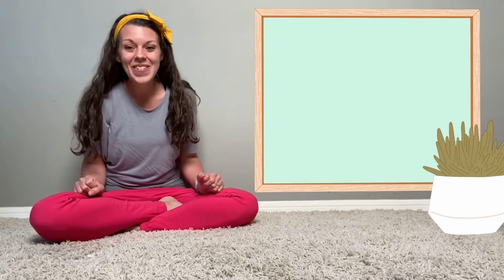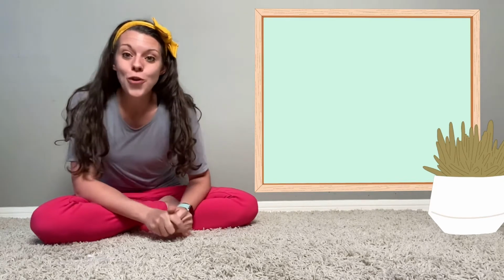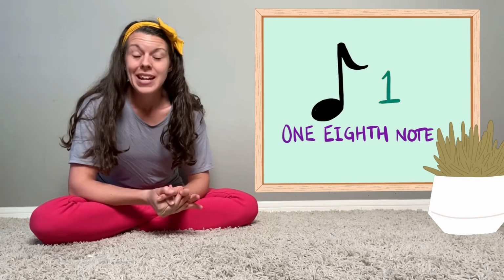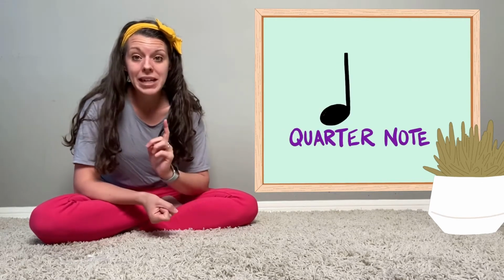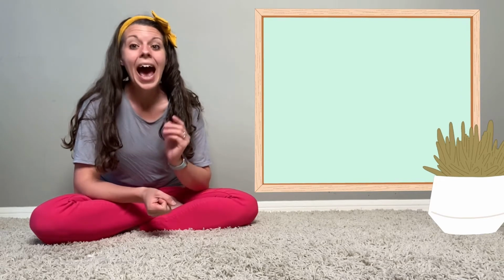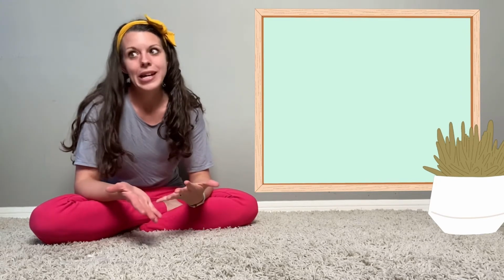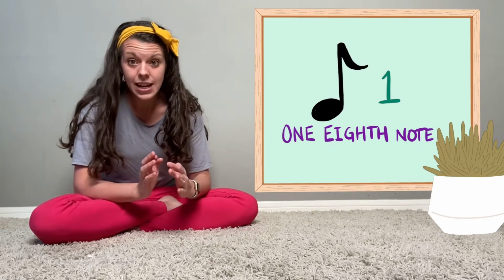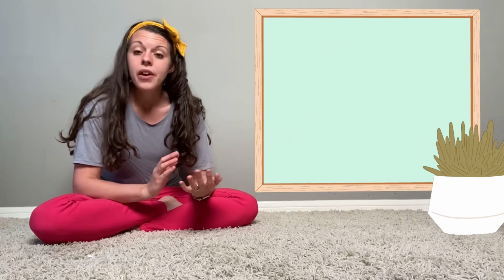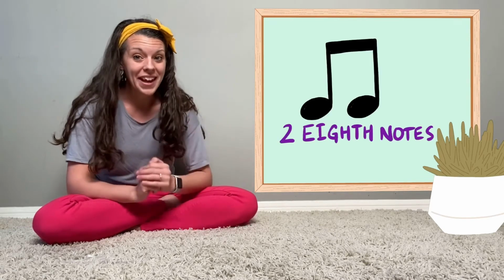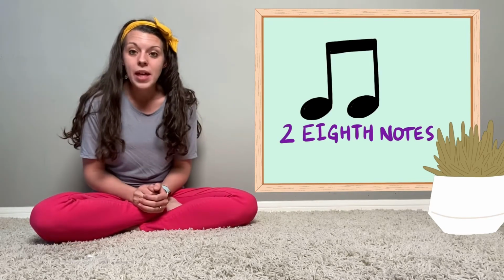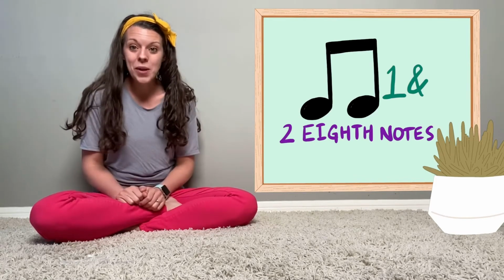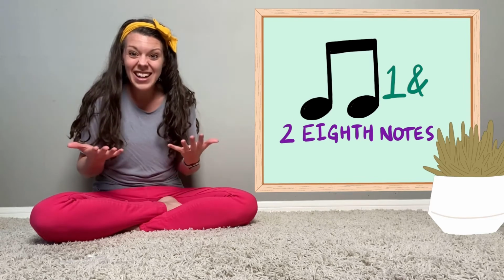Let's do it. Okay, so our first note value that we're going to learn today is an eighth note. Now if you remember, a quarter note gets one beat. An eighth note gets half of a beat. That's crazy. So we would count it by saying one quickly, or we could also say and. So if we put two of them together like this, we actually count them one and. Instead of saying one, like a quarter note, we would say one and. Got it? Try it with me.